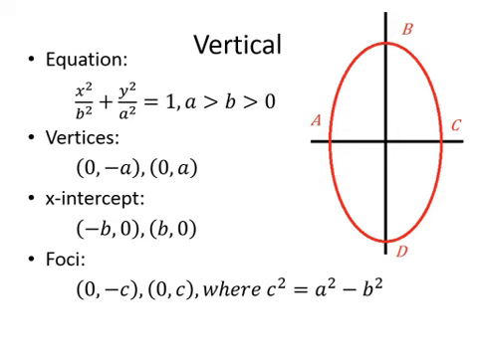So your vertices are now at (0, negative a) and (0, a), and then you're finding your x-intercepts, which are at (negative b, 0) and (b, 0). The foci use the same formula to find c, but now it's the y value that's changing, not the x. So if it's a vertical ellipse, the y value is going to be changing.